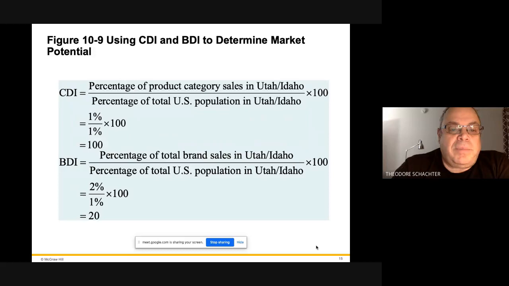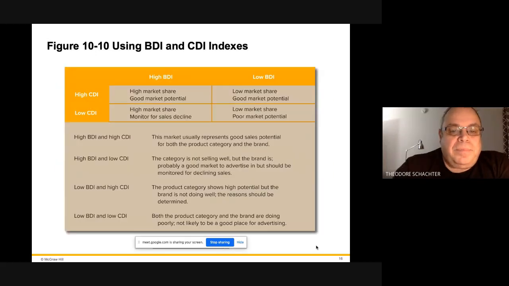You do not need to know the math. You're welcome. Okay, this is a good chart that sums up basically what I said.